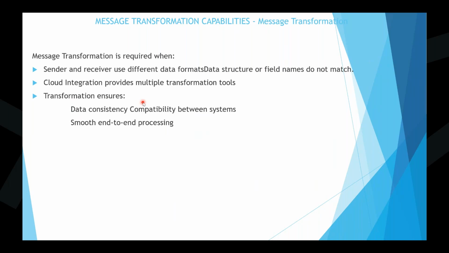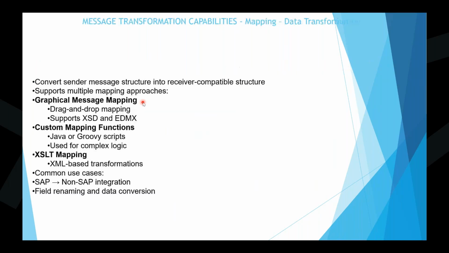For example, field names differ: SAP KUNNR, Salesforce account ID, Workday customer underscore ID. Data structure: SAP might send a flat record, while the receiver might expect nested JSON with arrays. So like that you can do it. Is it clear? Any questions, guys? Are you understanding or confused? Any questions?